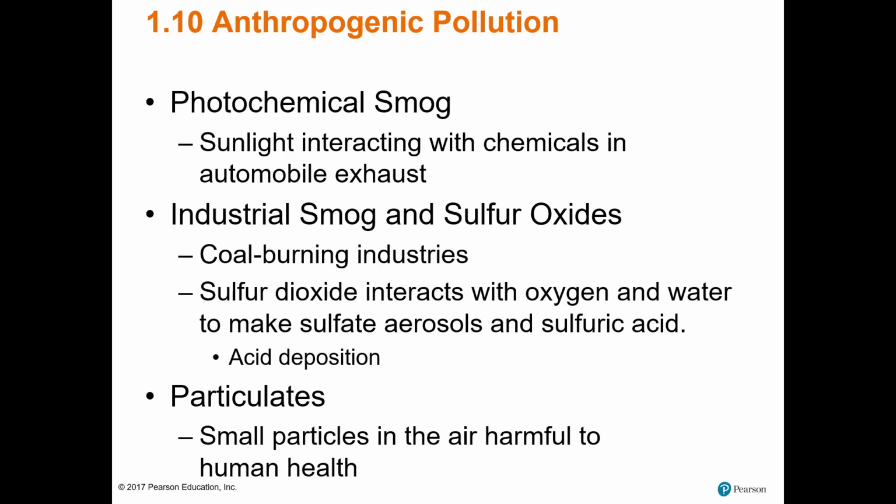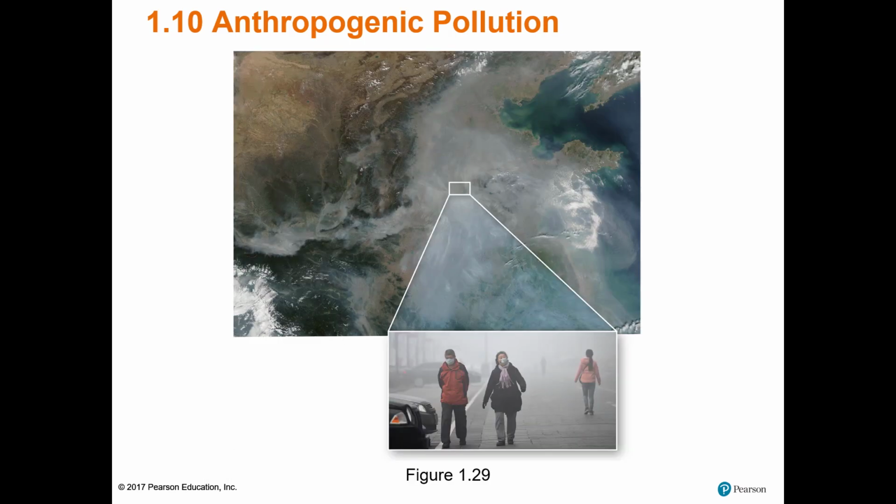So anthropogenic pollution is made by man. It includes photochemical smog, sunlight interacting with chemicals in automobile exhaust. There's also industrial smog and sulfur oxides. Coal-burning industries produce a lot of smog. Sulfur dioxide interacts with oxygen and water to make sulfate aerosols and sulfuric acids. This is acid deposition. You may have heard the term acid rain. And particulates are small particles in the air harmful to human health.